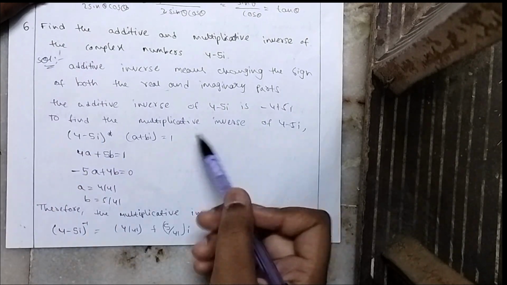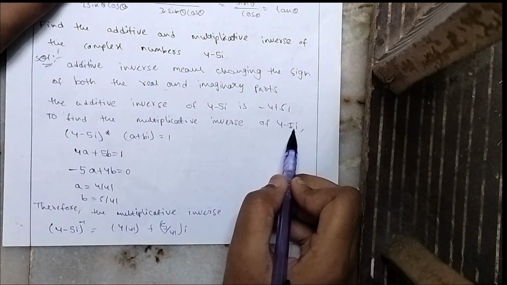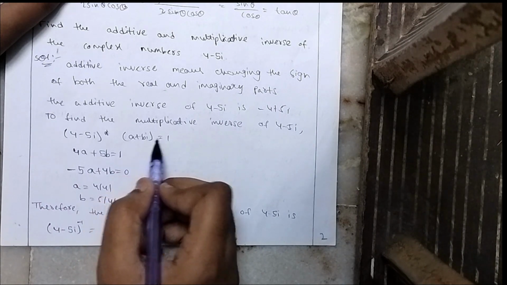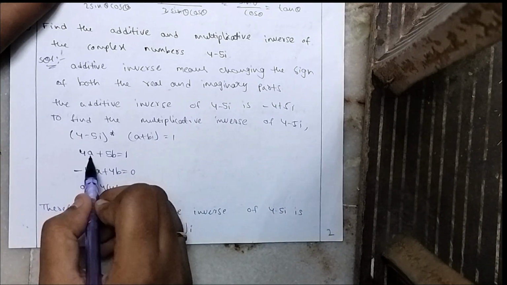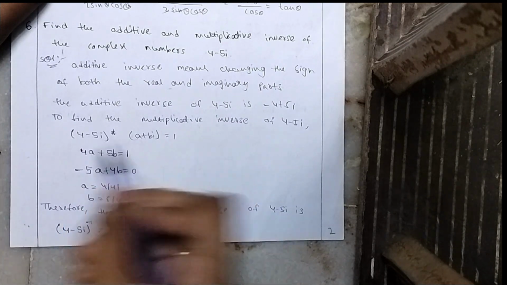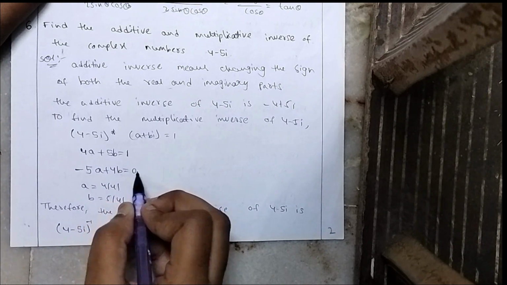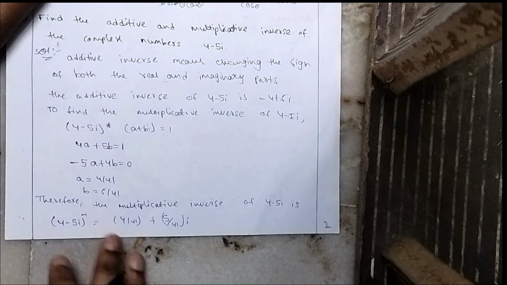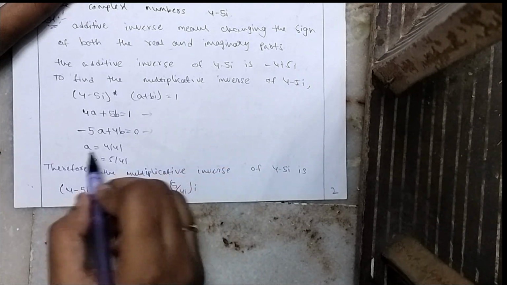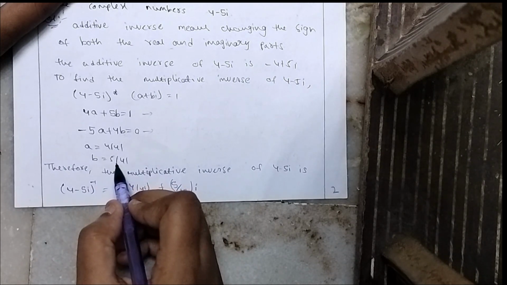To find the multiplicative inverse of 4 minus 5i, we need to multiply 4 minus 5i with a plus bi. That means (4 minus 5i) into (a plus bi) equals 1. That means 4a plus 5b equals 1. And then minus 5a plus 4b equals 0. By solving these two equations, we get the value of a as 4 by 41 and b equals 5 by 41.